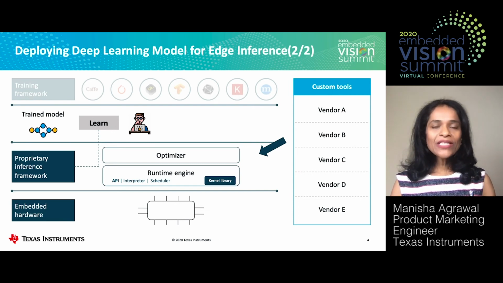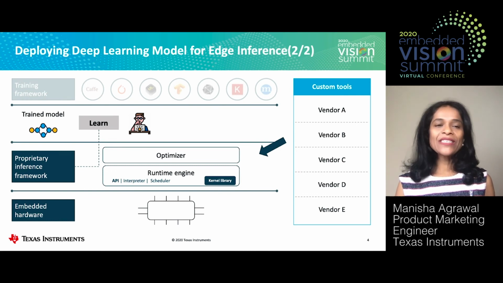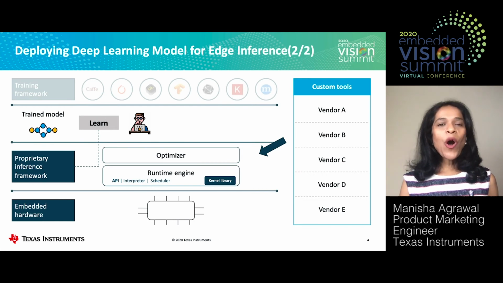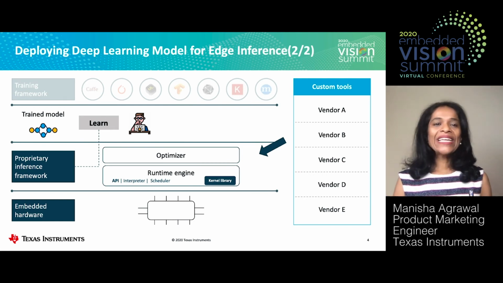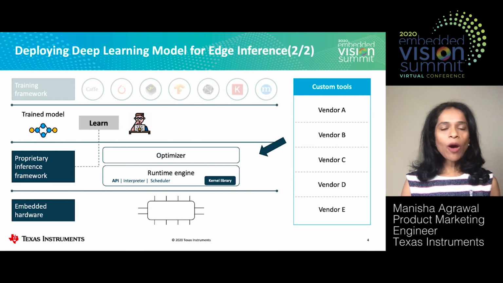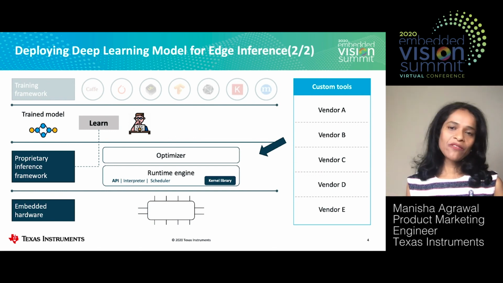And what is the runtime engine? Runtime engine is a set of tools that is responsible to orchestrate the model execution on specific hardware. And it consists of tools such as APIs for programming the hardware, a set of optimized kernel libraries that implements the machine learning primitives like matrix multiplication and others in an optimized fashion on that specific hardware.